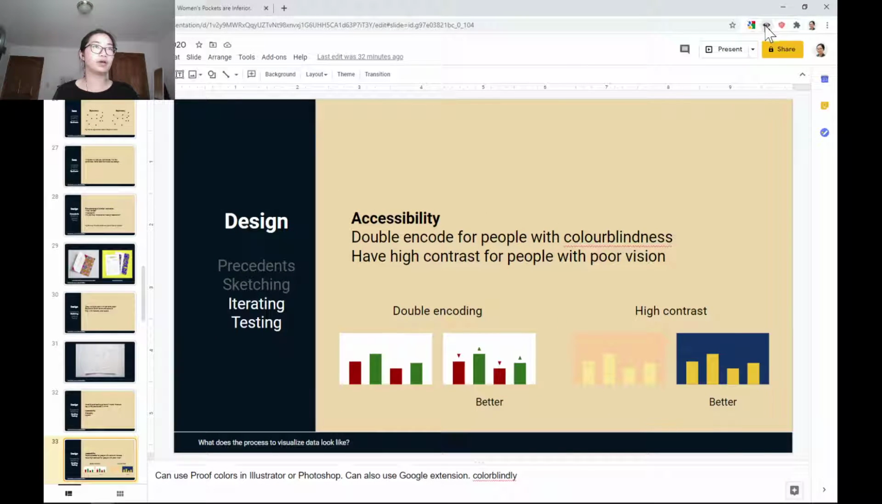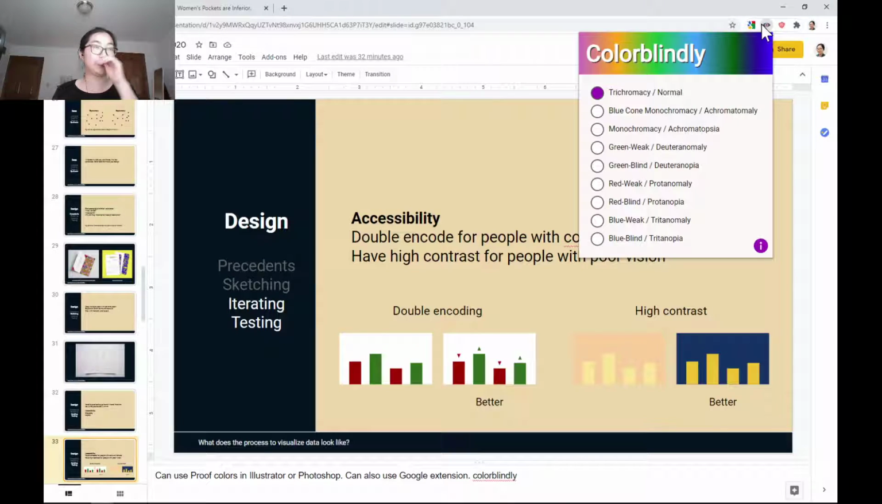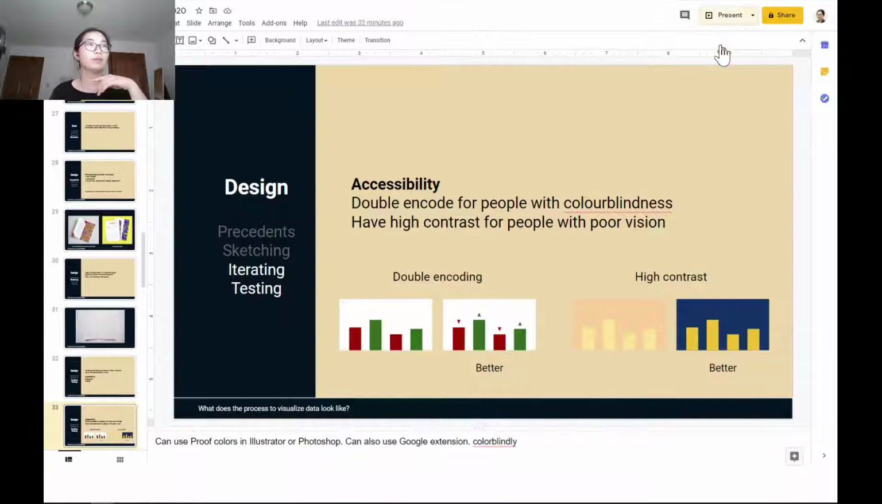I have an extension that allows me to see how it looks. I believe Red Blind is the one that can show you. If you look at the colors, they're not that different, they're quite similar, and it doesn't pop out as quickly. Red Weak doesn't show up as often, then there's Green Weak and Green Blind. So it's important to keep that in mind when choosing colors. Red-green is something to avoid.